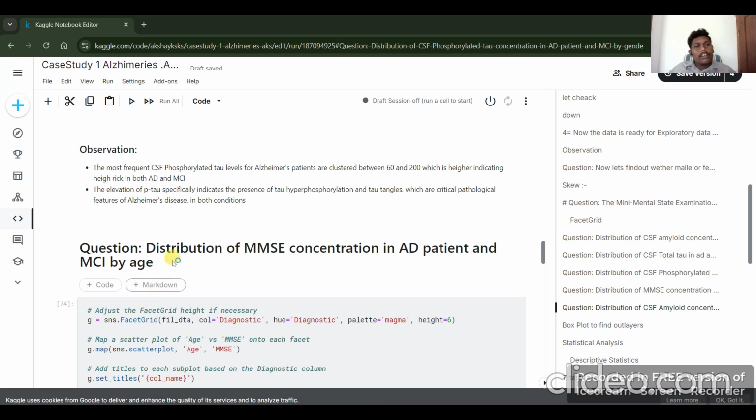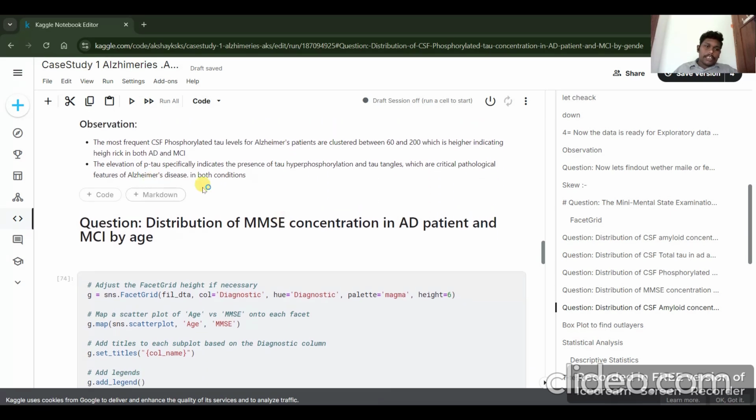The elevation of phosphorylated TAU specifically indicates the presence of TAU hyperphosphorylation and TAU tangles, which are critical pathological features of Alzheimer's disease in both conditions.